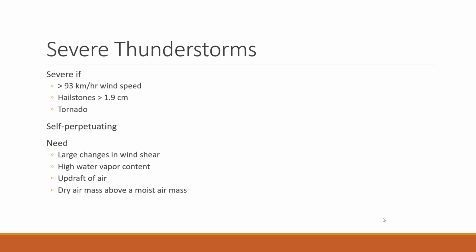Thunderstorms are somewhat self-perpetuating. As long as they have a supply of that moist air and they're able to pull it up into the cloud, they will keep going. They will stop once they run out of that moist air. So we need large changes in wind shear to help bring that air up to the higher reaches. We need high water vapor content. If we don't have water vapor, we can't make the clouds. You need an updraft to bring that air up, and it's helpful to have a dry air mass above a moist air mass so that that moist air can then be moved up into the drier air.